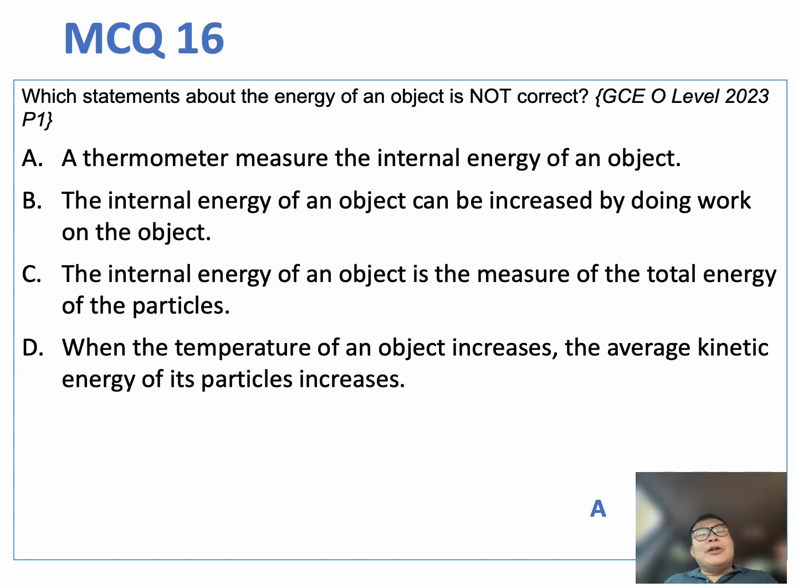Now, a thermometer measures temperature. So a thermometer measures indirectly the average kinetic energy of the particles. So that's the reason why A is not really true, because a thermometer measures temperature, which is related to the average KE. It doesn't measure the total energy, which is the internal energy of the system.